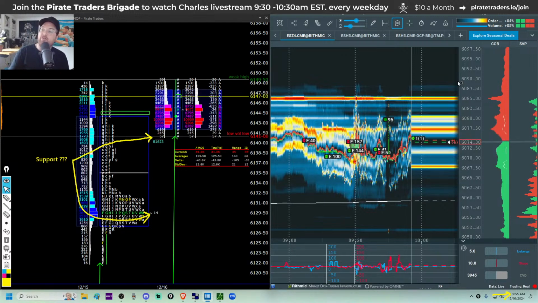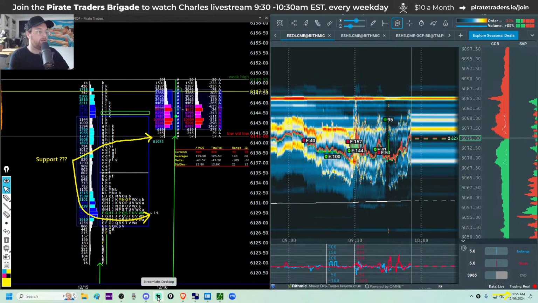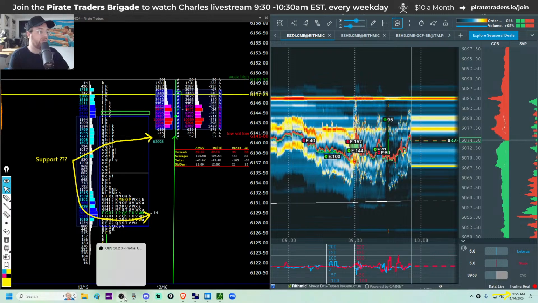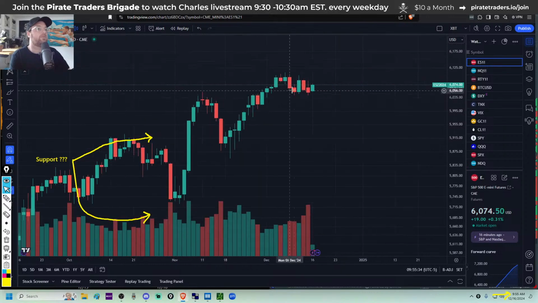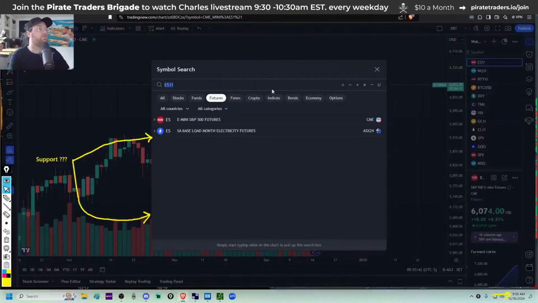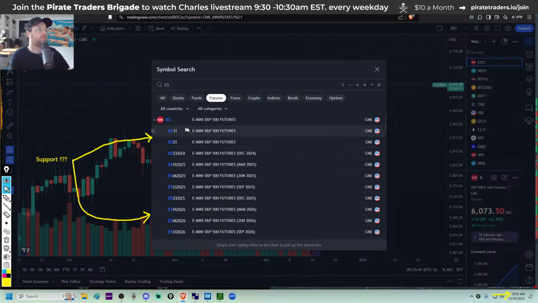LP says, yeah, I'm still confused on the contract rollover. Let me see if I can get both of them side by side so you can see. I can do it on TradingView. Okay, so this right here is the older contract. If I change to the H, you see how there are all these different letters and numbers here?